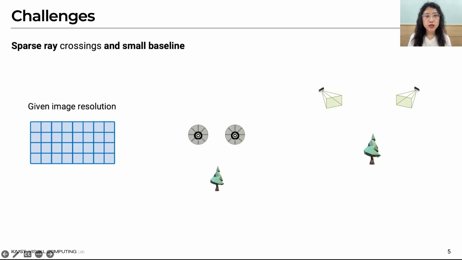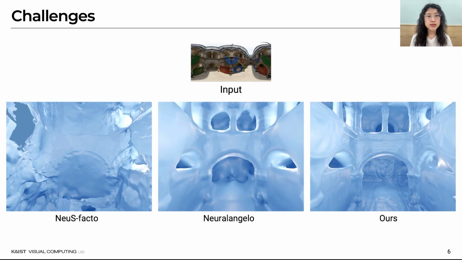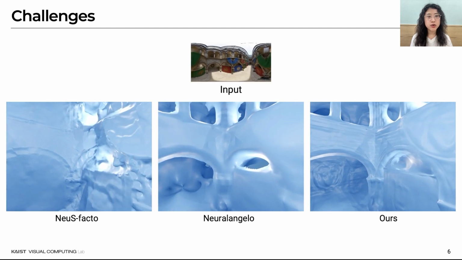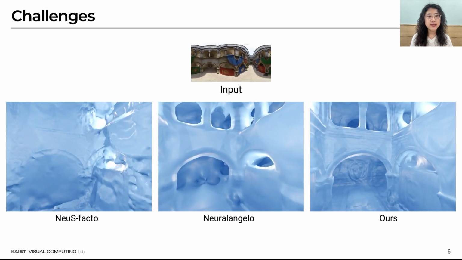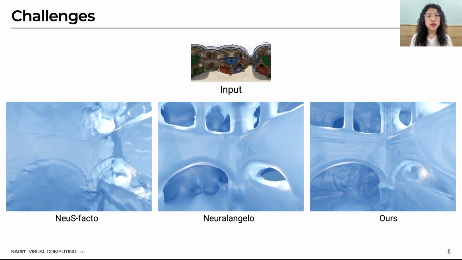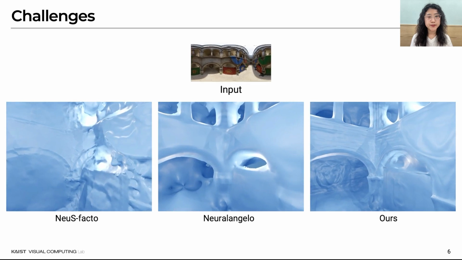However, given equivalent image resolutions, a 360-degree image causes sparsity in ray crossings, and the narrow baseline of the camera trajectory involves high disparity estimation errors. This ray sparsity degrades the quality of the reconstructed mesh when using existing neural surface reconstruction algorithms. Therefore, we propose a method to mitigate this challenge.